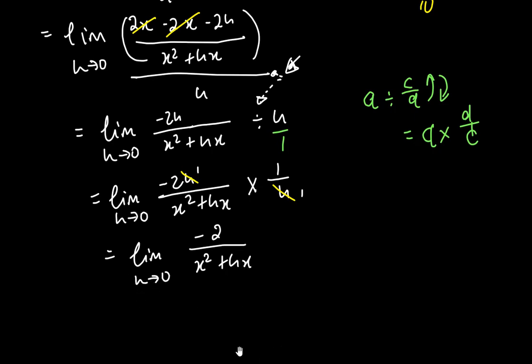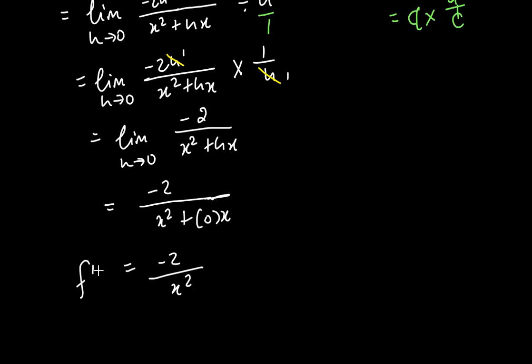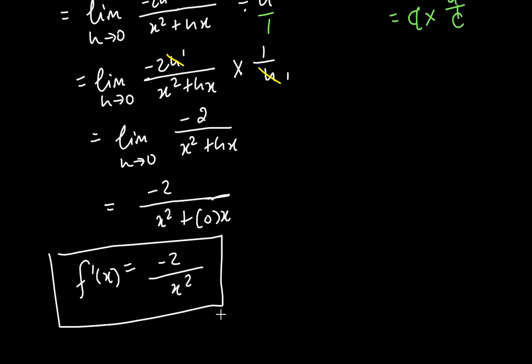Alright, now that we have a situation like this, we are ready to substitute h as 0. Now you're not going to write the limit when you substitute. So you're going to say negative 2 over x squared plus 0x. Then your answer would be negative 2 over x squared. This will be the derivative of f. As you can see, it's a bit of work, but it's very, very simple.